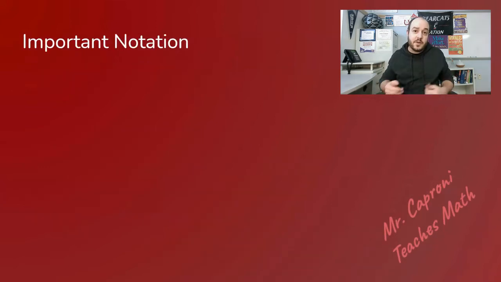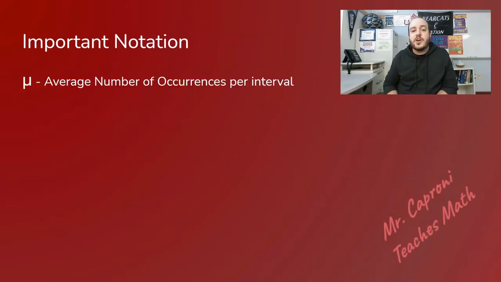So what things come into play when we're dealing with that formula to find that probability? Well, the first is we need to know the average number of occurrences per interval. Usually this is given to you, and it's represented with the Greek letter mu, which stands for mean in probability and statistics, which you can see all the way over there on the left-hand side of the screen.